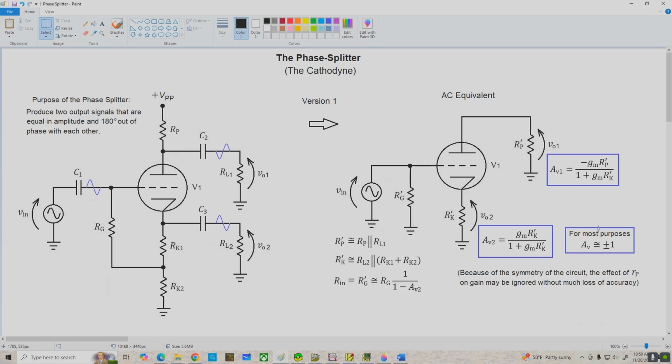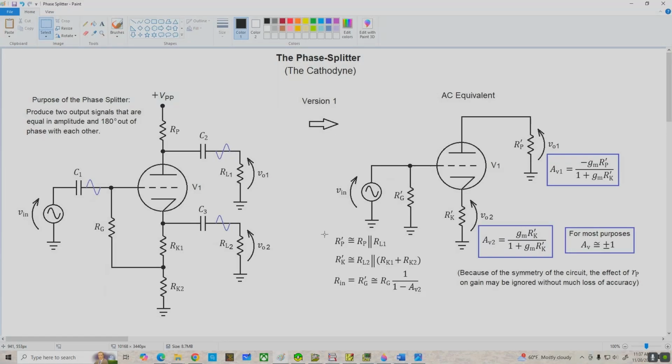And also, because of the symmetry of the circuit, that is the same resistance in the plate as in the cathode side, we can disregard the effect of little rp, the dynamic plate resistance, on the gain equations here without losing much accuracy, and it simplifies things a little bit, so that's what we're going to do here. Then finally, the input resistance again is going to be approximately equal to Rg times 1 over 1 minus the gain at the cathode follower side of the circuit, which makes R prime G, the effective grid resistance, very, very large.